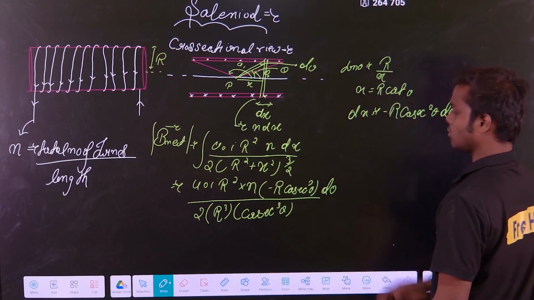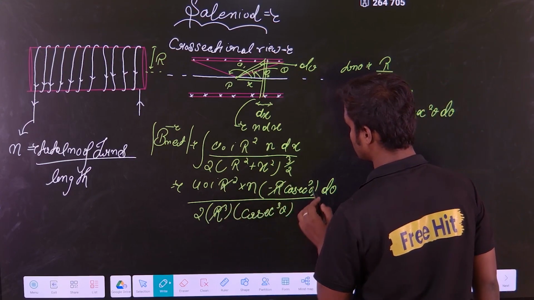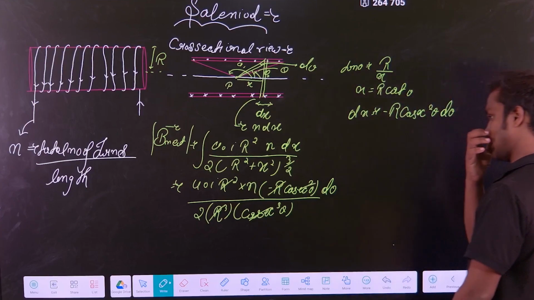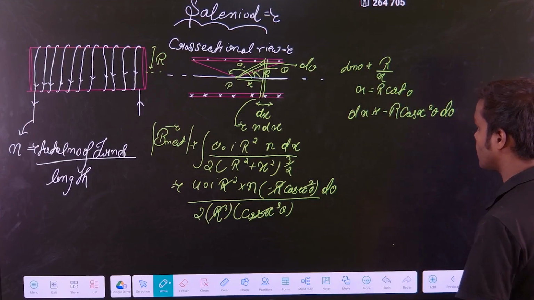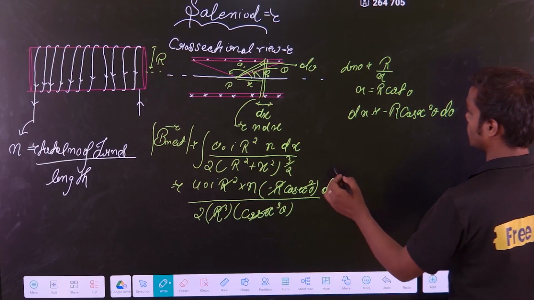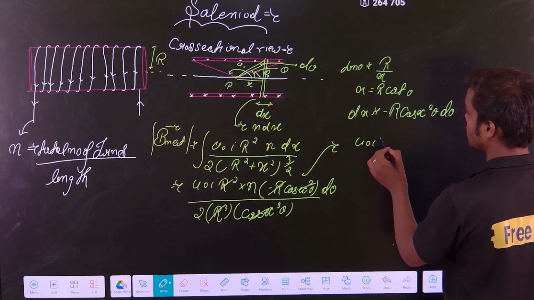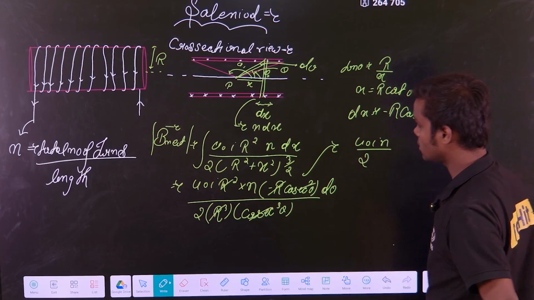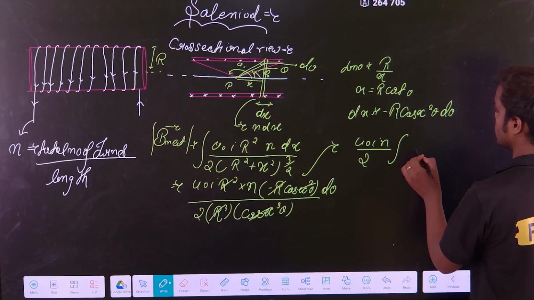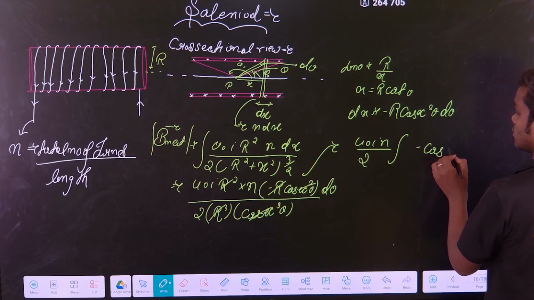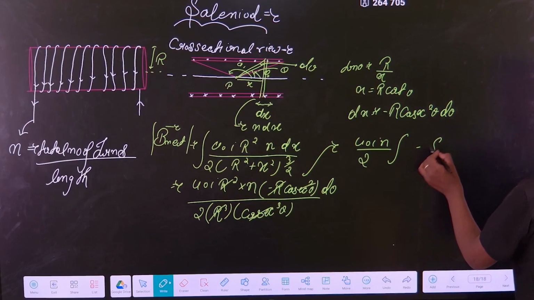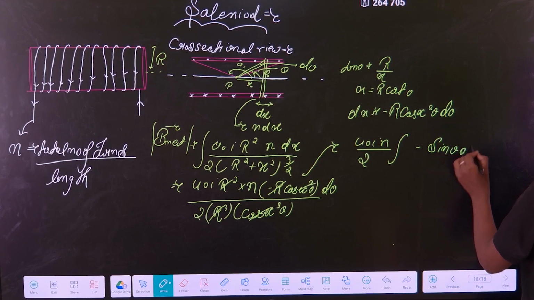Okay, now you just cancel out these things. This will cancel out again. Okay, 1 cosec theta will be left, that will go above, and it will become sin theta. So mu naught, how much you will get? I into n divided by 2. Any doubt? And you will get integration, minus sin theta d theta.